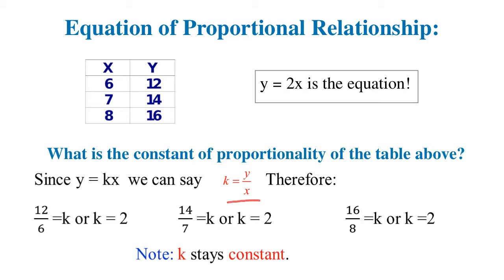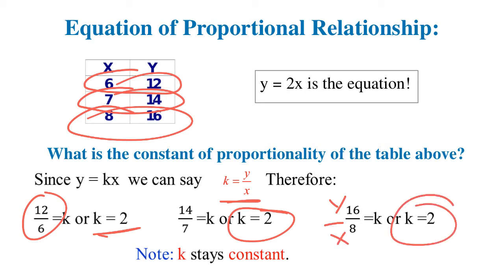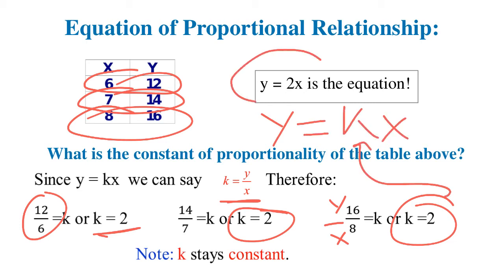Well, we just use this equation right here. k is equal to y over x. And you can pick any points that you want. So I could take 12 and 6. I divide them and I get 2. I could pick 7 and 14. I divide them and I get 2. I could pick 8 and 16. I divide them, y by x, and I get 2. So what's the equation going to be? Well, the equation is y equals kx.